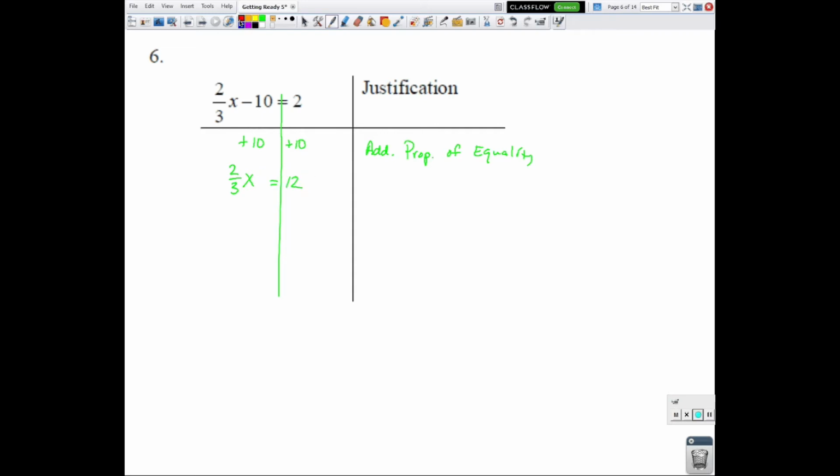Here we are with another fraction coefficient. So you have the choice of dividing by 2/3 using the division property, or multiplying by the reciprocal, which is 3/2, and that's the multiplication property of equality. So x would be equal to, now this is 12 over 1 times 3 over 2 is 36 halves, or 18. Okay, I used the multiplication property of equality.